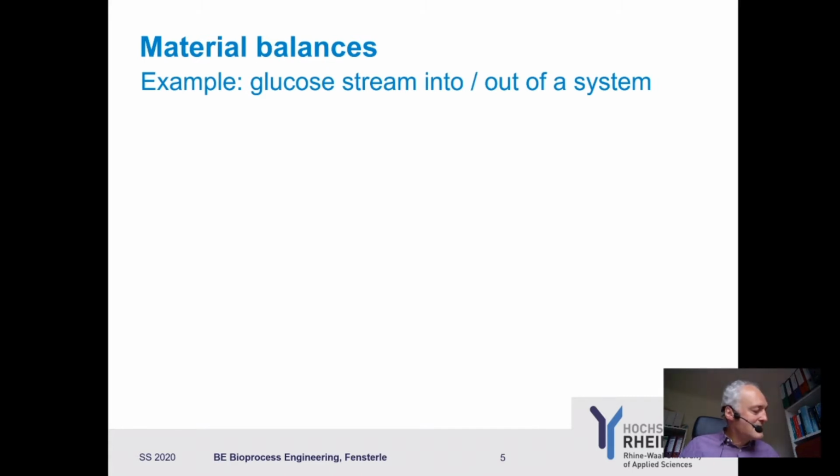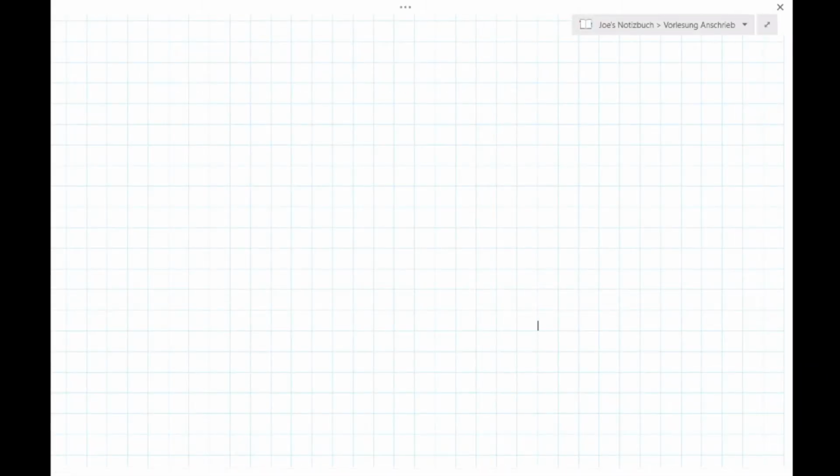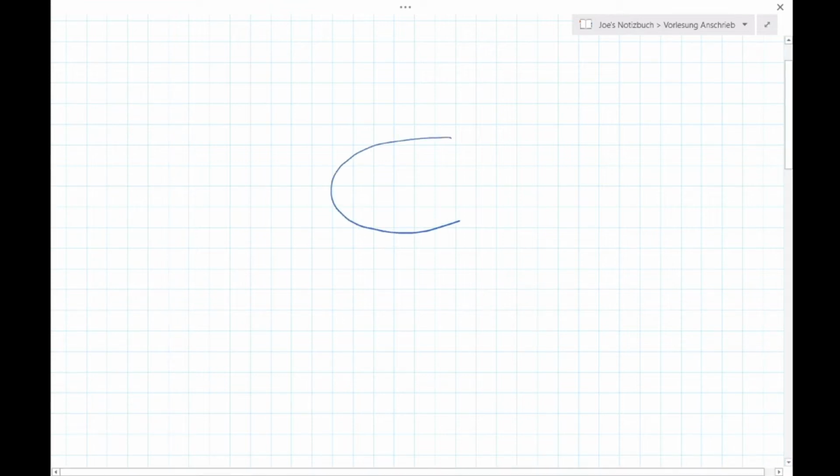Now, let's come to an example. Let's assume you have a process looking like this. This is the nice thing when you talk about material balances: we start with a system. So this is our system. This comes from thermodynamics. This is our system doing things, and then we assume we have a stream in and a stream out.